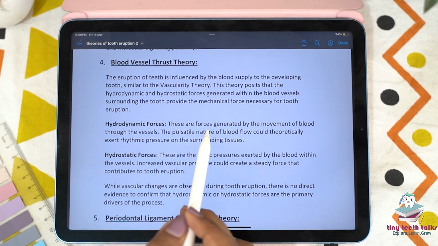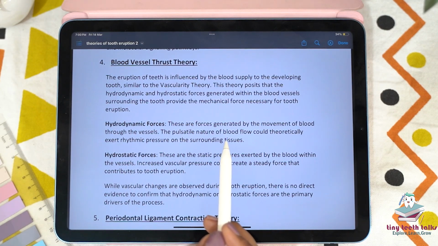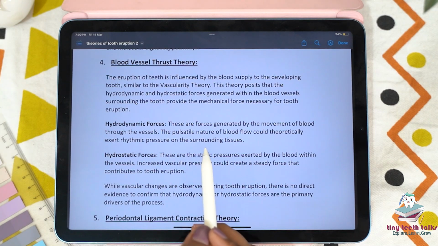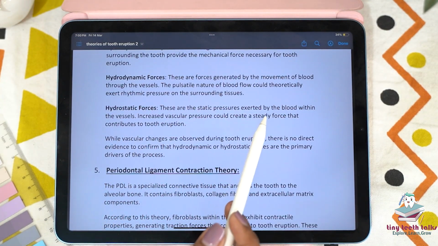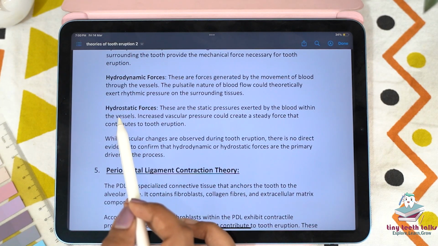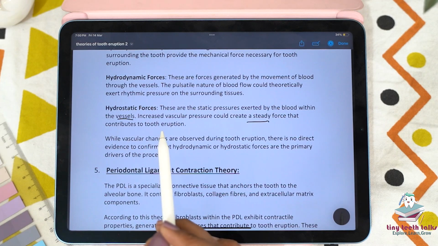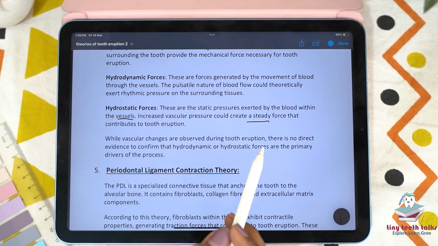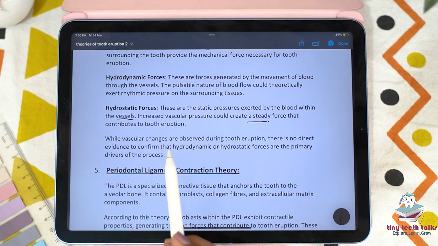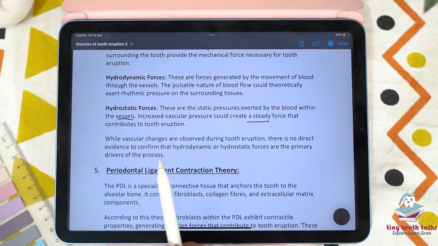Hydrodynamic forces are forces generated by the movement of blood through the vessels. The pulsatile nature of the blood flow could theoretically exert rhythmic pressure on the surrounding tissue. Hydrostatic forces are the static pressure exerted by the blood within the vessels. Increased vascular pressure could create a steady force that could contribute to tooth eruption. While vascular changes are observed during tooth eruption, there is no direct evidence to confirm that hydrodynamic or hydrostatic forces are the primary drivers of the process.